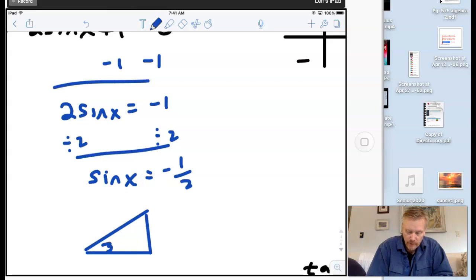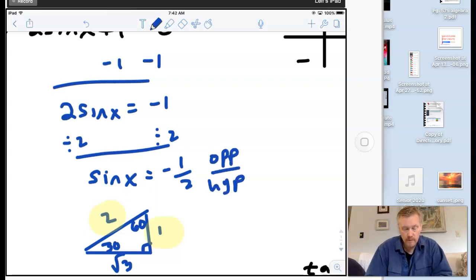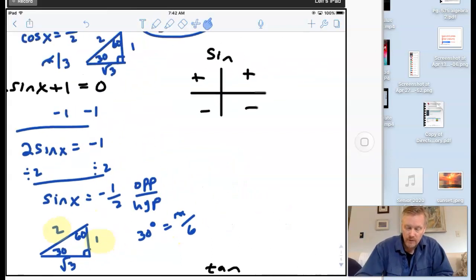I'm back to that same 30, 60, 90 triangle. It's either that or the 45, 45, 90 for almost all of these, actually. So let's see, 1, 2, square root of 3. So which angle gives me 1 half? This would be opposite over hypotenuse, that's your sine, which means the 1 is opposite the 30. So therefore, 30 degrees is my reference angle, which is pi over 6. Okay, so I got the reference angle.